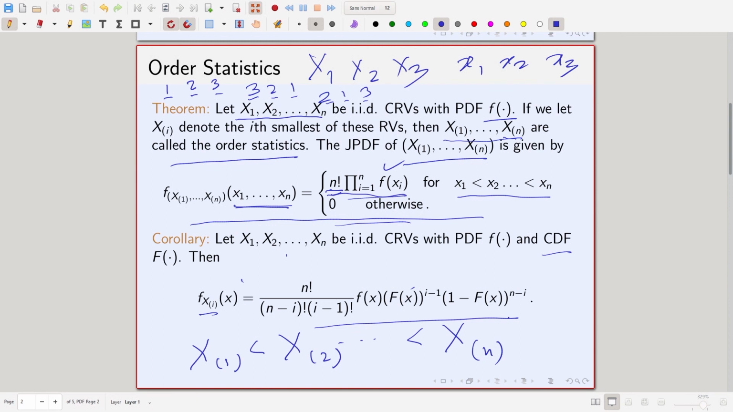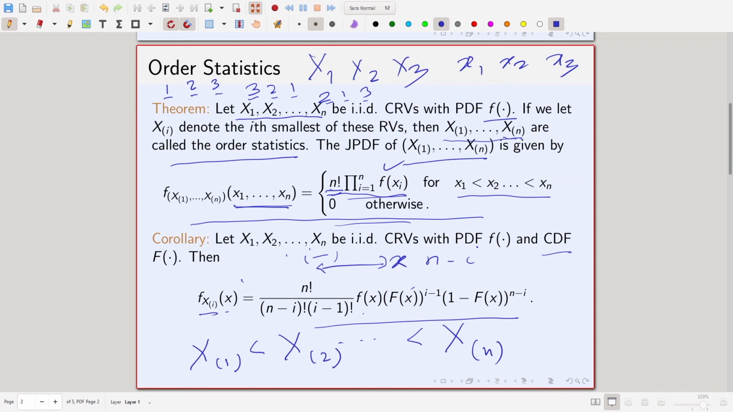Fine. Now again, let us try to see if we can understand heuristically where this density is coming from. If the ith minimum is x, that means below that there are i minus 1 numbers, and after that there are n minus i. Remember, there are n numbers in total. You are told that x is the ith minimum, that means there are i minus 1 numbers below it and n minus i numbers after it.